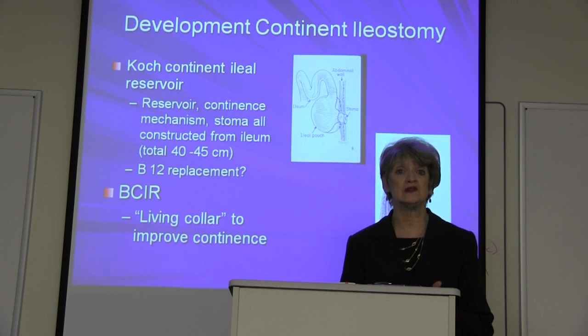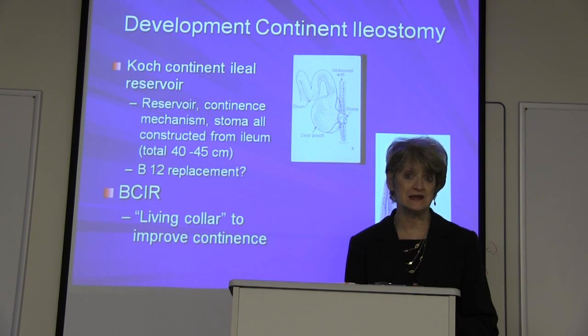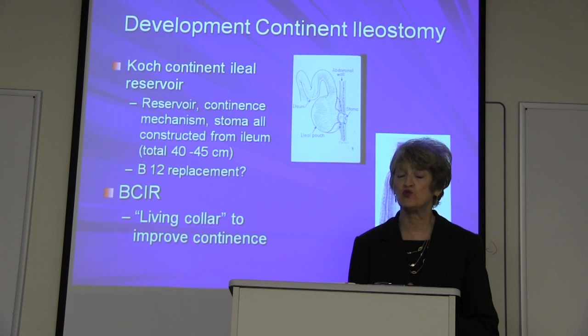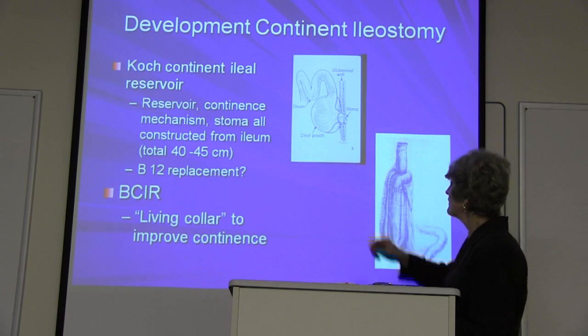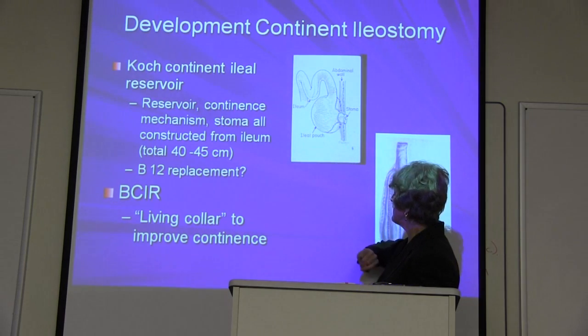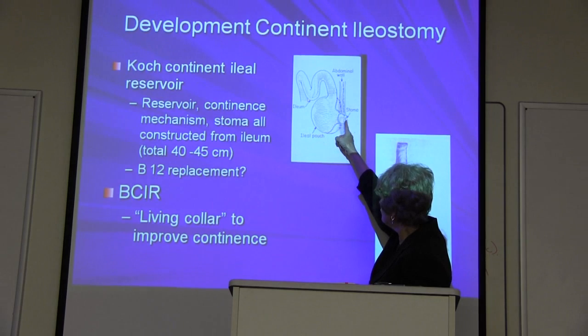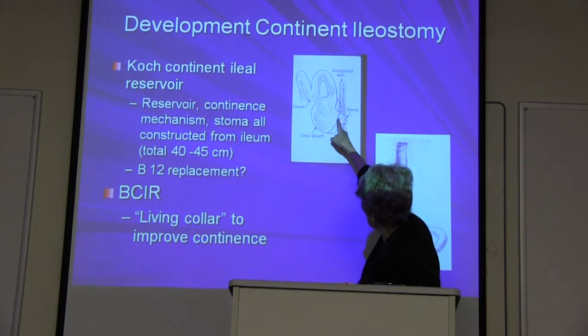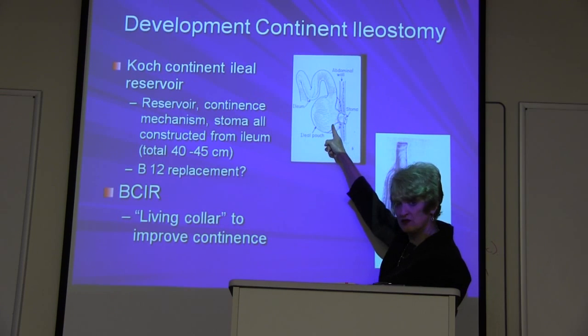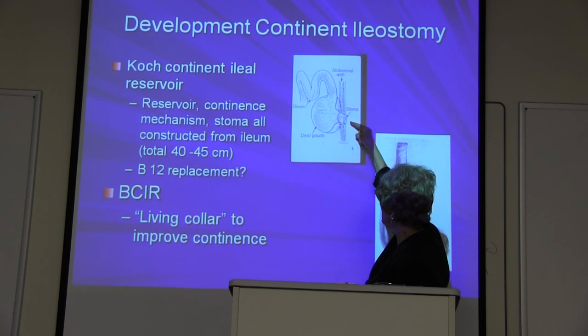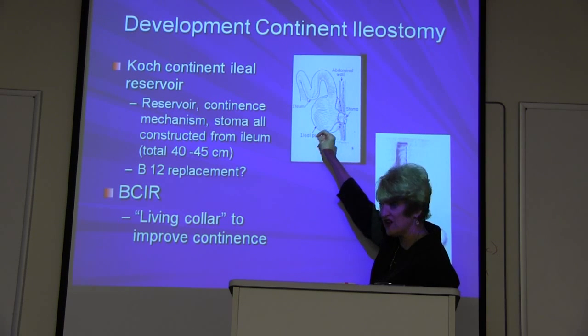This was developed by Dr. Niels Koch, a Swedish surgeon back in the 60s. He was the first one to really think that instead of just improving external pouching systems, we should look at creating an internal reservoir and connecting it to the abdominal wall. So here's his concept. Create an internal reservoir out of loops of bowel, connect it to the abdominal wall, create a stoma, create a continence mechanism between the two, allow stool to drain into the reservoir, and then have the patient periodically pass a catheter to drain the contents out.